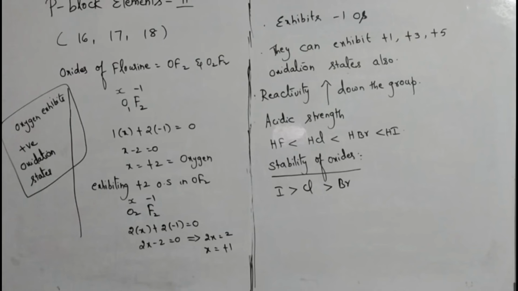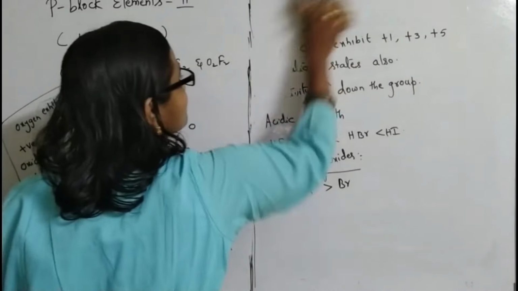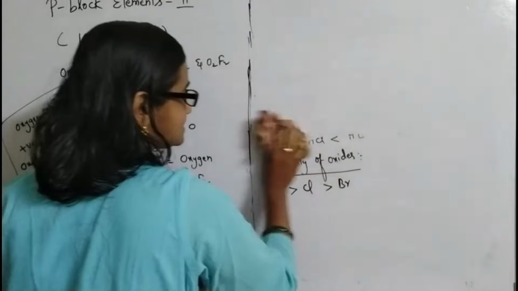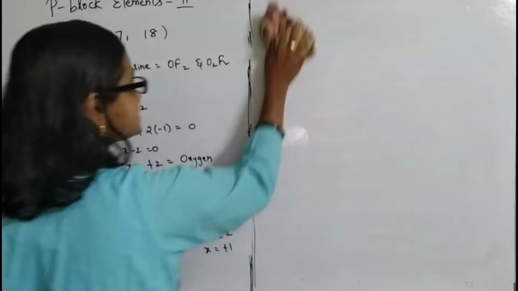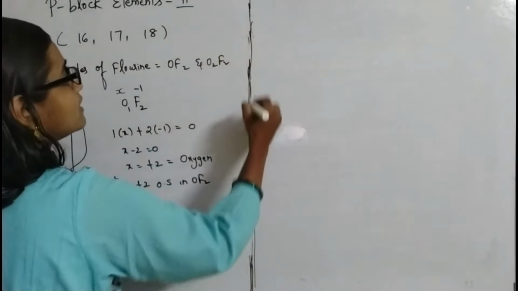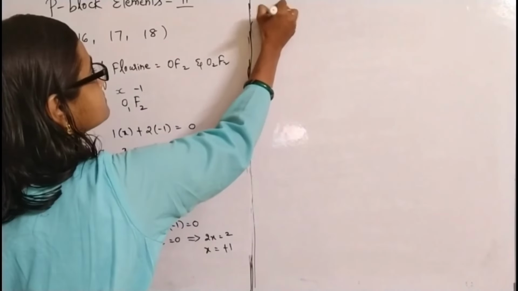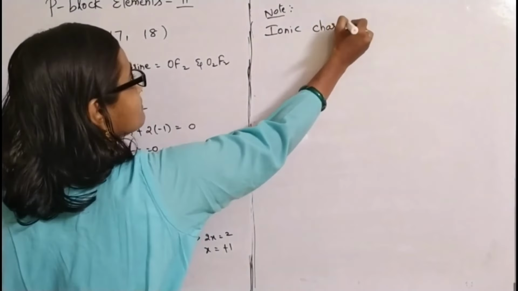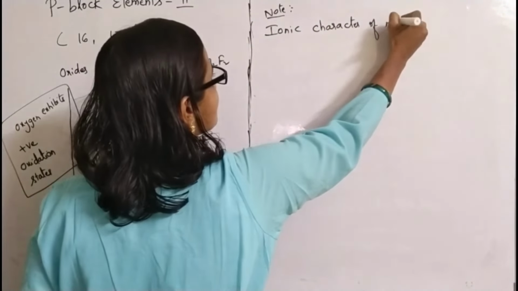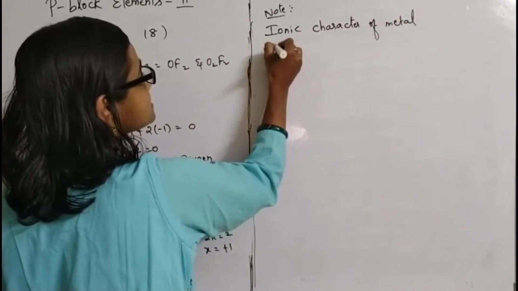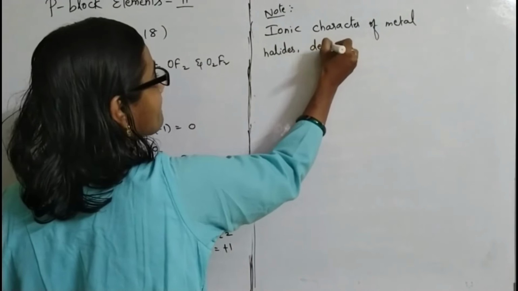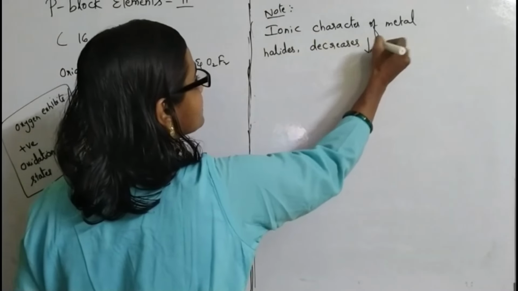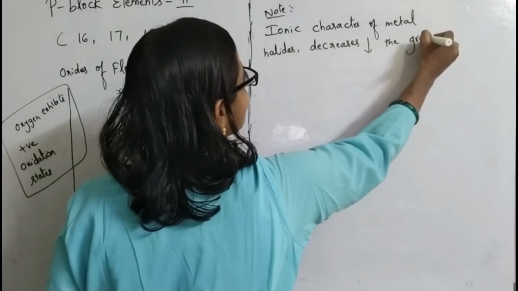Next, we go for the ionic character of metal halides, which decreases down the group. Note, this is also one important point you have to remember. The ionic character of metal halides decreases down the group.